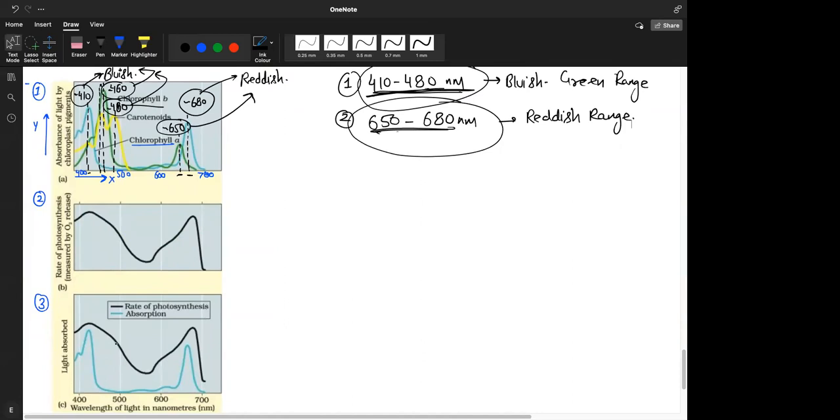Yes, sir. The second graph depicts the wavelength at which the maximum photosynthesis occurs. Okay. What is the y-axis and what is the x-axis here? The y-axis is the rate of photosynthesis.